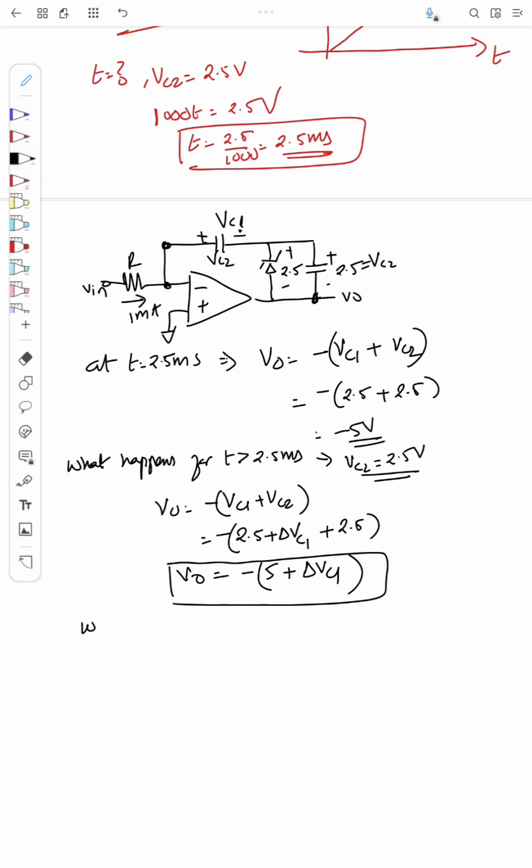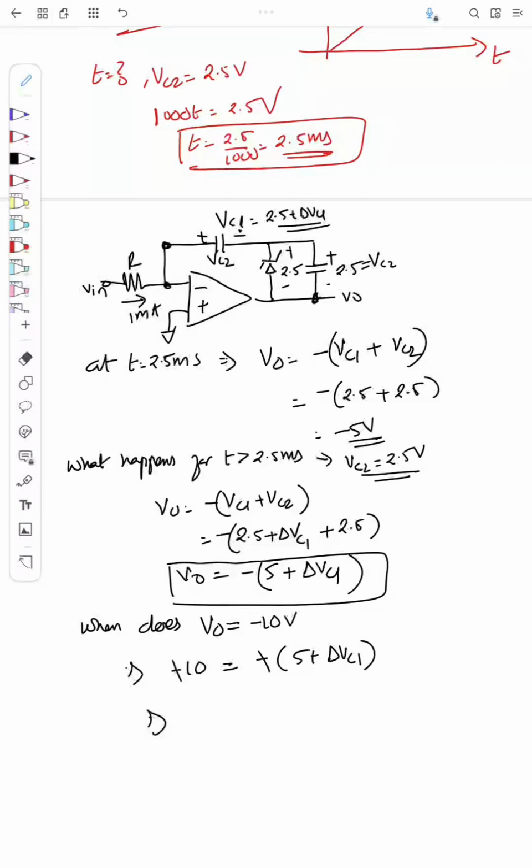Now the question is, when does V0 reach minus 10 volt? So we will substitute in this equation. It will be minus 10 equal to minus of 5 plus delta VC1, where delta VC1 is the remaining voltage change in the VC1. Okay, so minus cancelled, so it will be 5 equal to delta VC1. When does the capacitor C1 reach the value 5 volt?